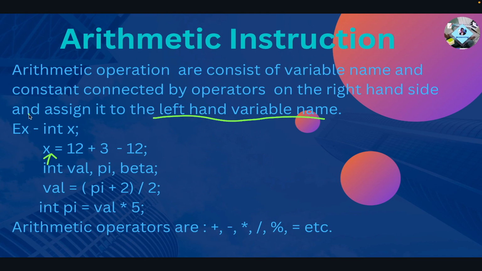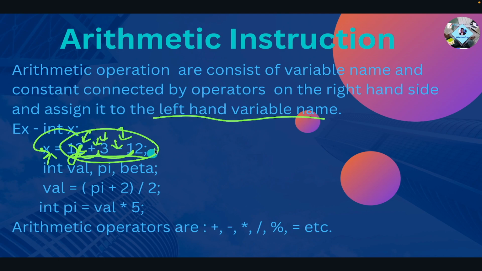An arithmetic operation consists of variable names and constants connected by operators. So there can be a variable name or a constant. Instead of 12 you can use y. So y plus 3 minus 12. This 12 is a constant and y is a variable. These constants and variables connected by the plus and minus operators make the right hand side, and it is assigned to x, meaning after calculating this value, it will be saved in x.